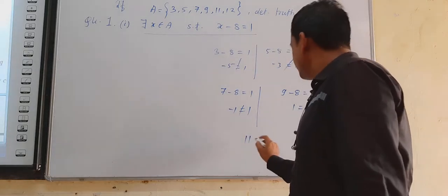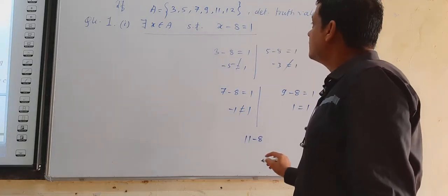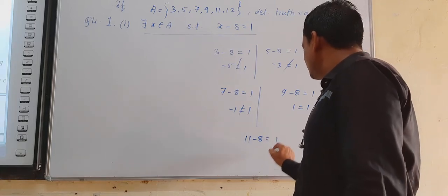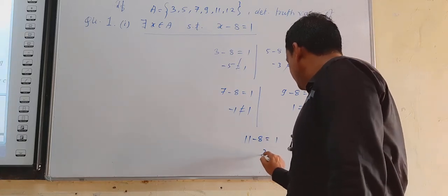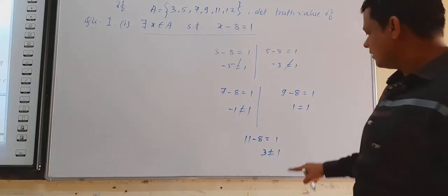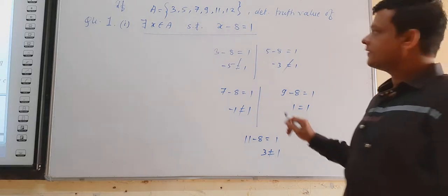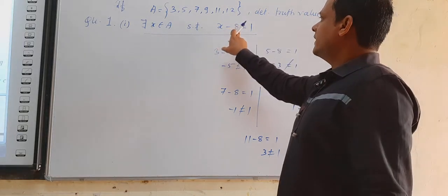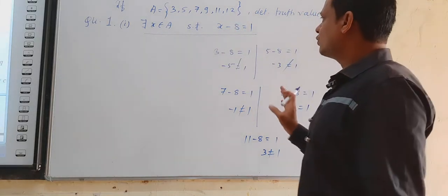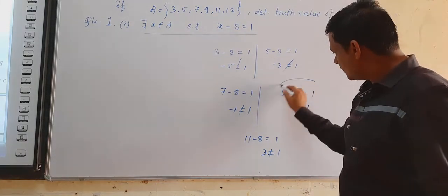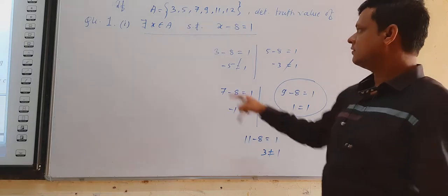Now come to the fifth value, 11 minus 8 is 3. 3 not equal to 1. In this way, we can orally check the value. 12 minus 8, that is 4. 4 not equal to 1, which is not possible. Here is one value which satisfies this condition.